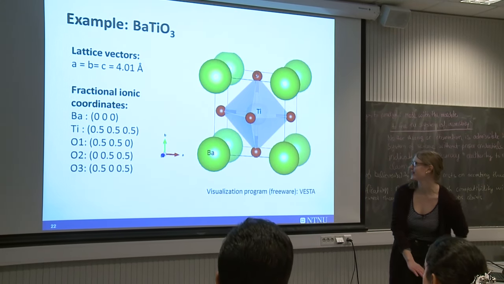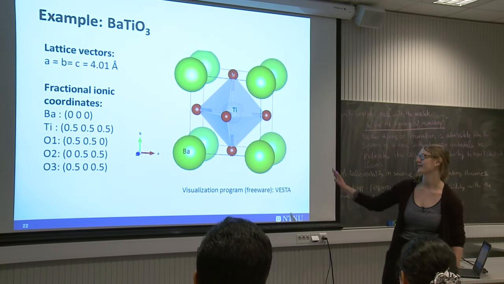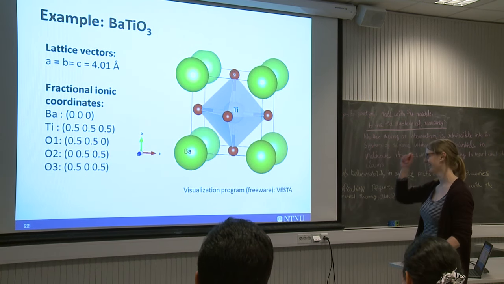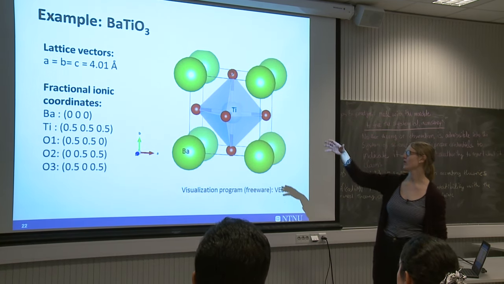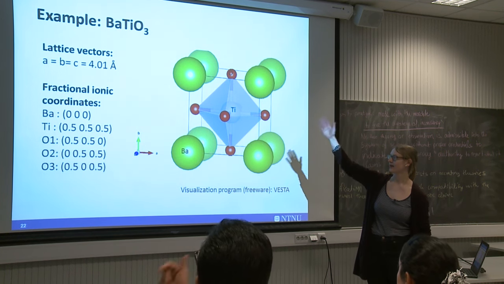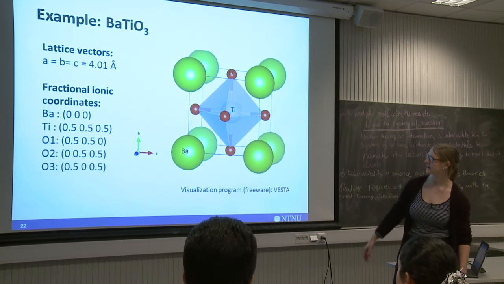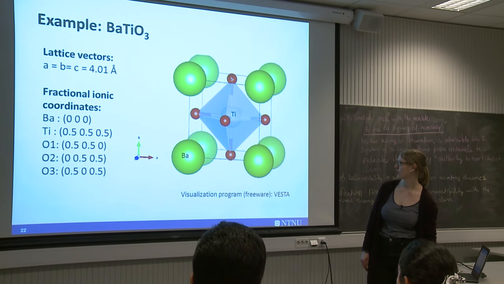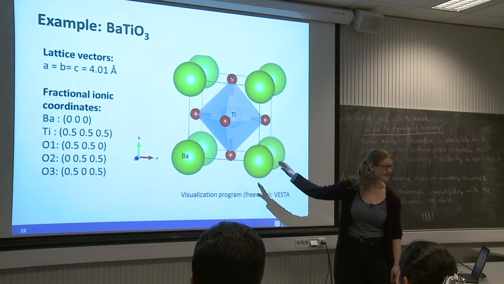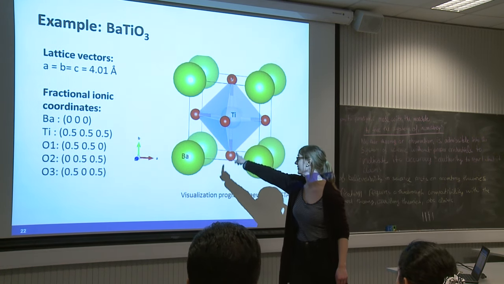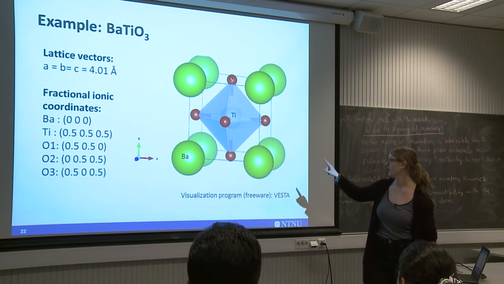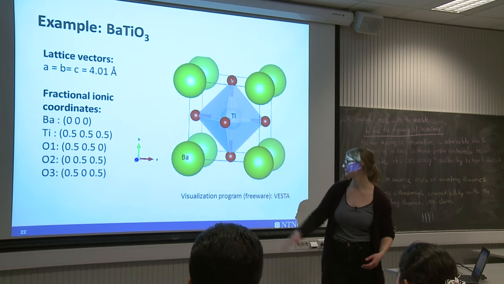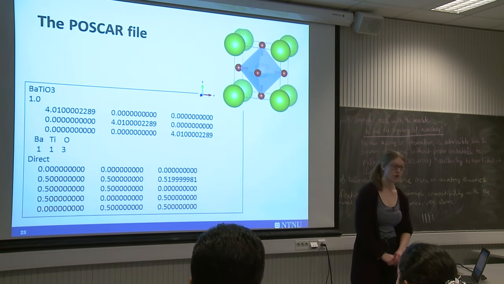Okay, so let's just take a simple example. This is a simple perovskite, barium titanate. Cubic barium titanate has a equals b equals c lattice parameters, and then you can define some fractional ionic coordinates. There are not 8 barium that need to be defined. You define the one barium, right? And then the other ones are just mapped out by the periodicity. So this is what you define, and that means you can create your POSCAR file.